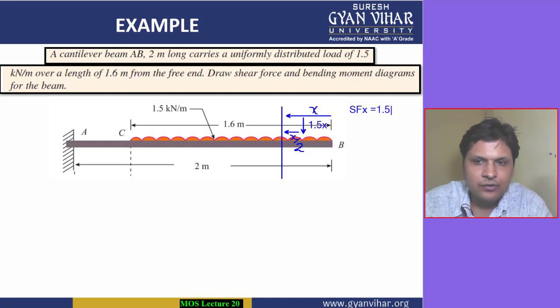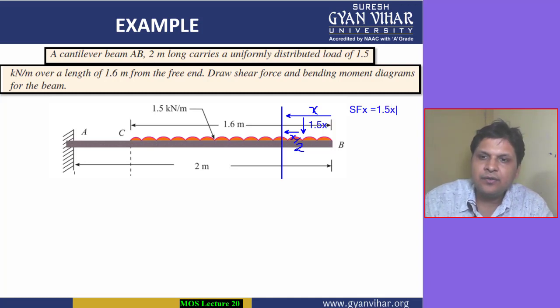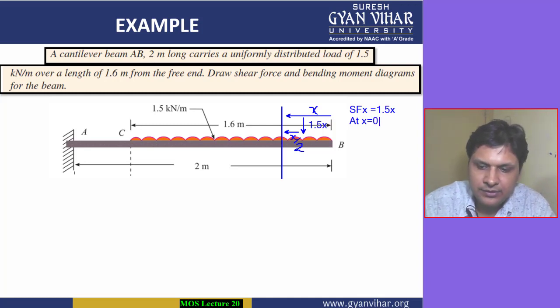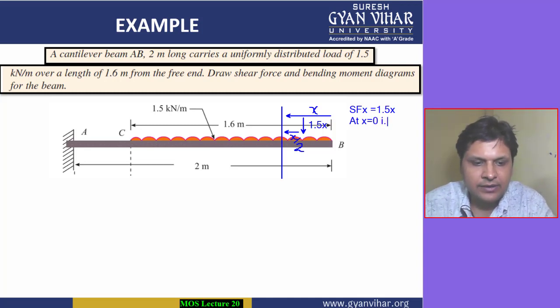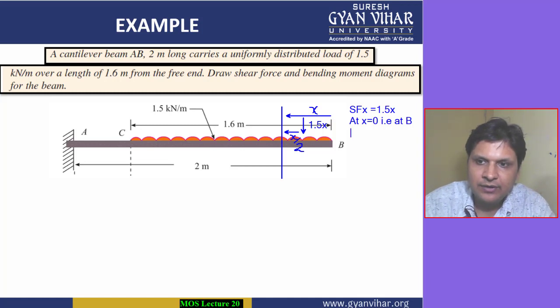1.5 into x. This is the shear force equation. Now at x is equal to 0, that means at B we will have shear force value equal to how much? 1.5 into x. So x is 0, so it will be equal to 0.